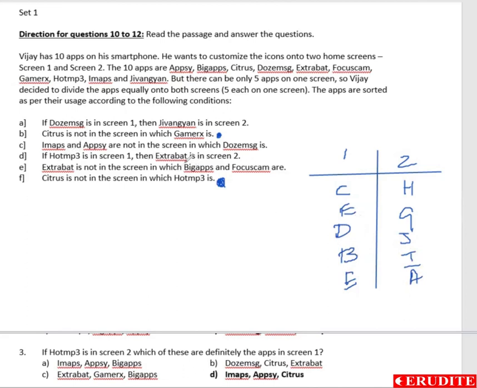If H is in 1, E is in 2, which is not happening. E is in 1, so H is in 2. E is not with B and F. Oh, E is coming with B and F. So this one is not correct.